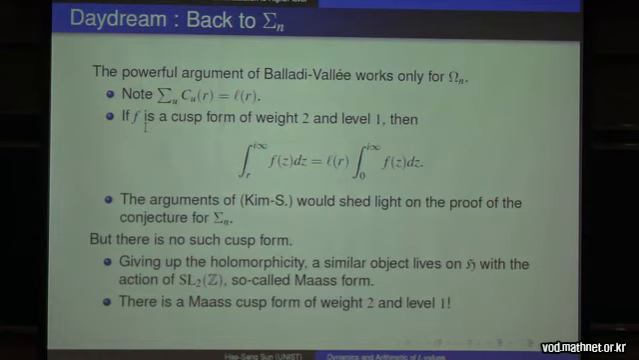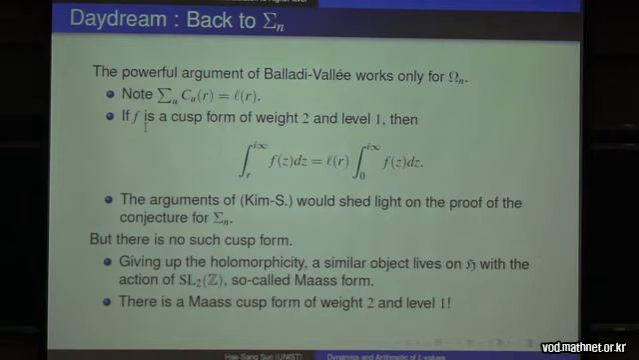So once we verify some normality of this one, then you get the normality of the length of R. And the argument of Kim and myself actually shed some light on the proof of the conjecture for sigma. And so I want to apply that argument to this variable. But there is some problem. There is no cusp form of weight 2 and level 1. You need to have level 11 to get some non-trivial cusp form. So this is an empty speculation.